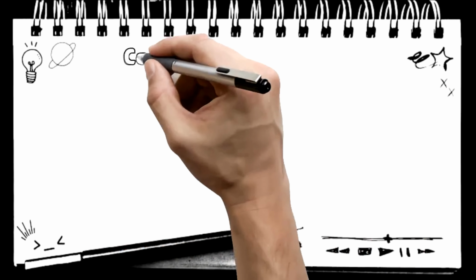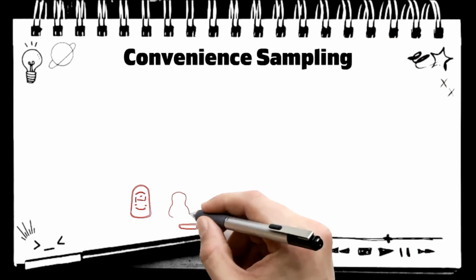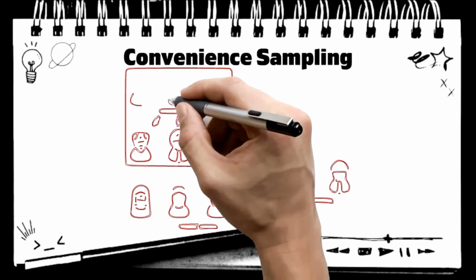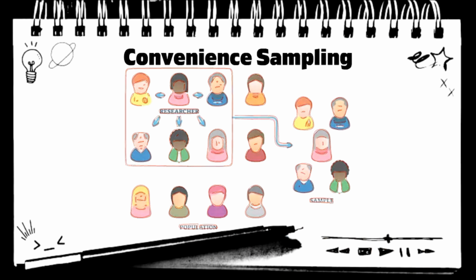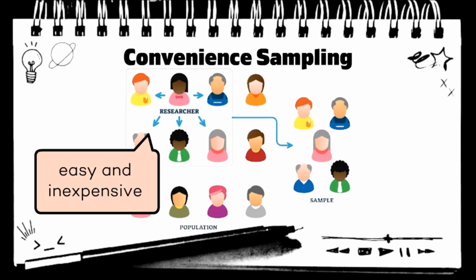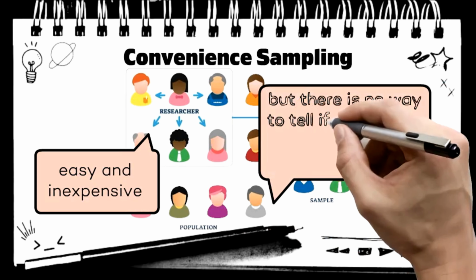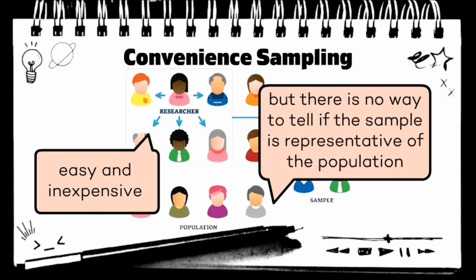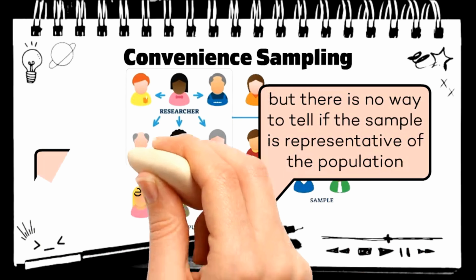Convenience sampling. A convenient sample simply includes the individuals who happen to be most accessible to the researcher. This is an easy and inexpensive way to gather initial data. But there is no way to tell if the sample is representative of the population, so it can't produce generalizable results.